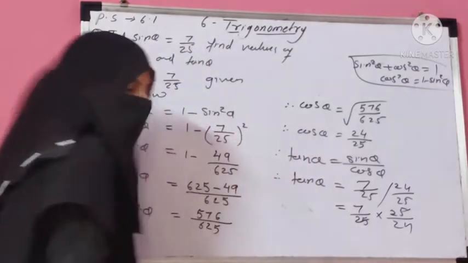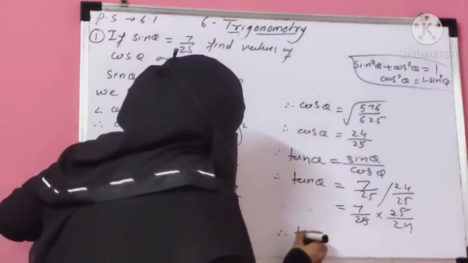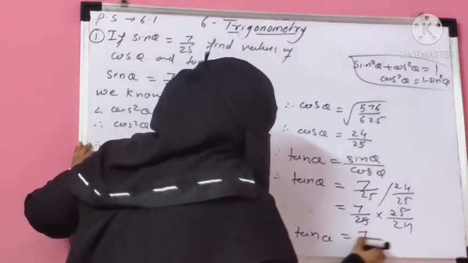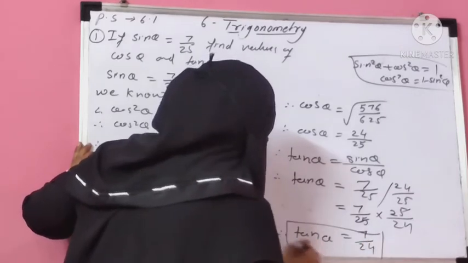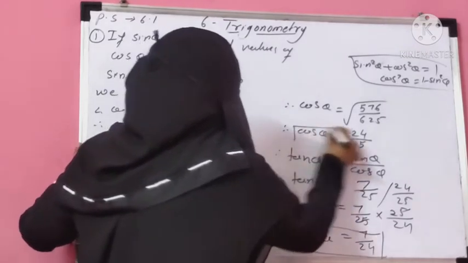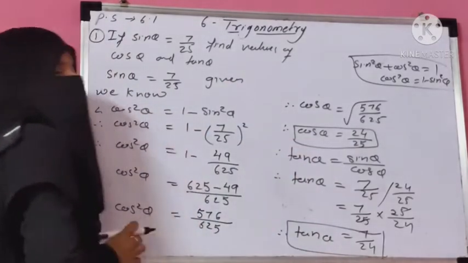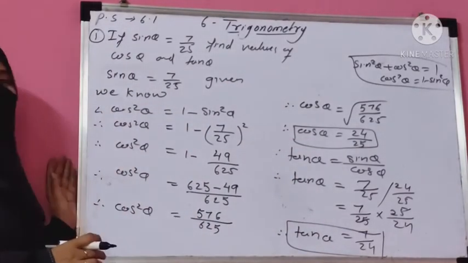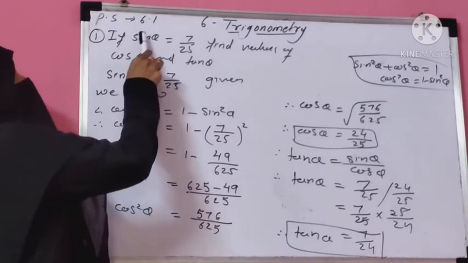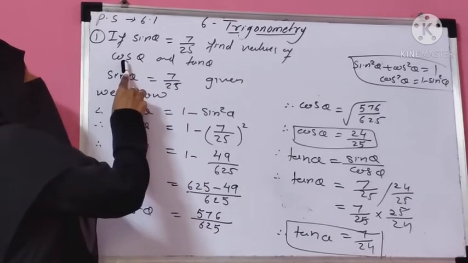25 and 25 get cancelled. Then your tan theta value is 7 upon 24. Okay, this is your value of tan theta and this is the value of cos theta. Here we solve by using identities. I hope you understood. First of all, here sin theta is given and you have to find the cos theta.